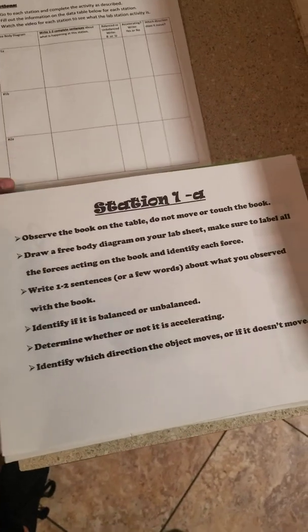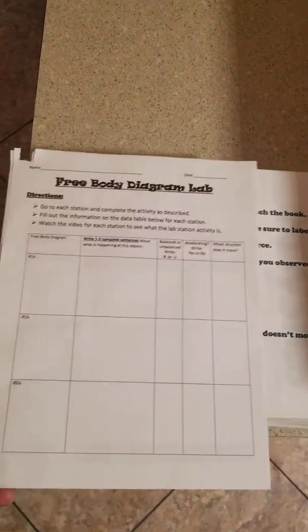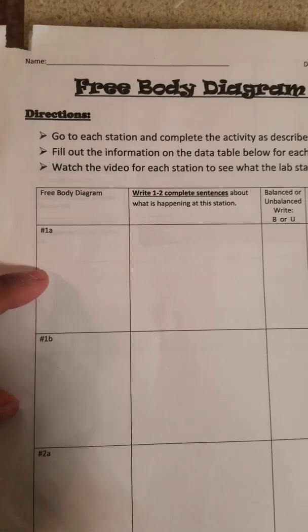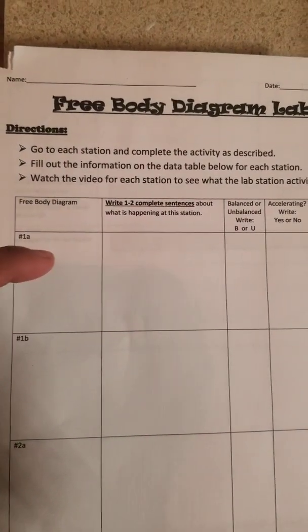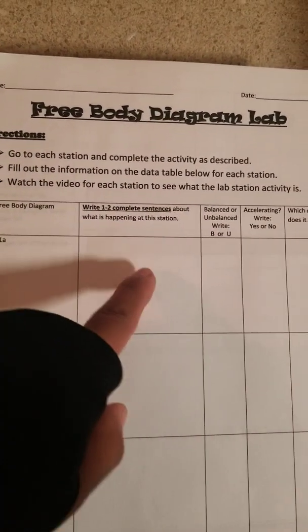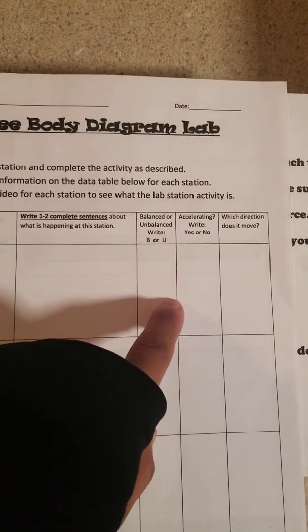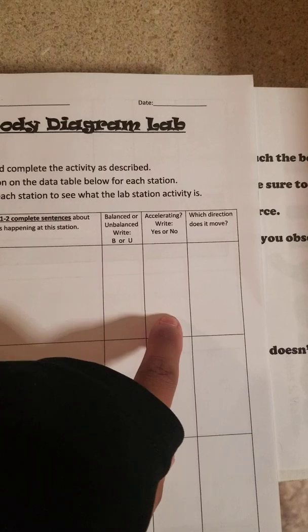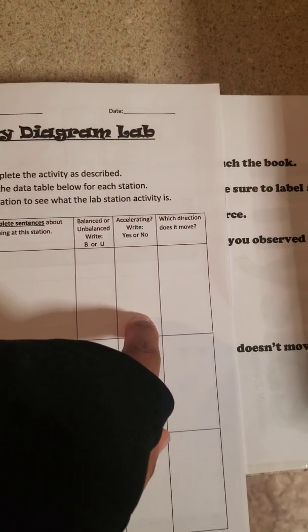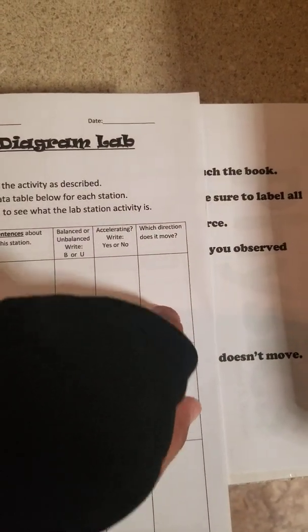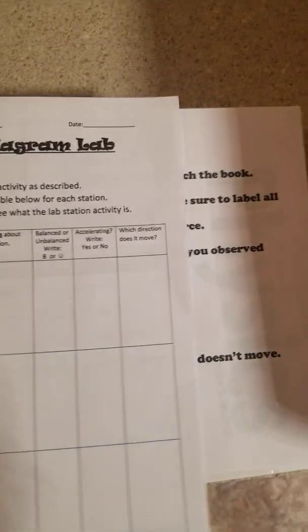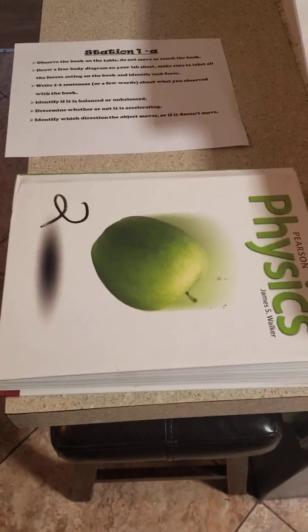So let's go ahead, and here's the lab paper. You're going to make sure you have your name on it. Here is station 1A. You should have this printed out already. Draw your free body diagram here. Your 1 to 2 sentences, a B or a U if it's balanced or unbalanced, a yes or a no if it's accelerating, and if it's accelerating, draw the direction. If it's not, leave it blank. Here is station 1A. It's just a physics book sitting there on the countertop.